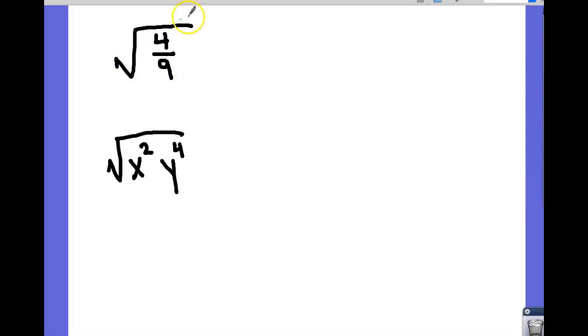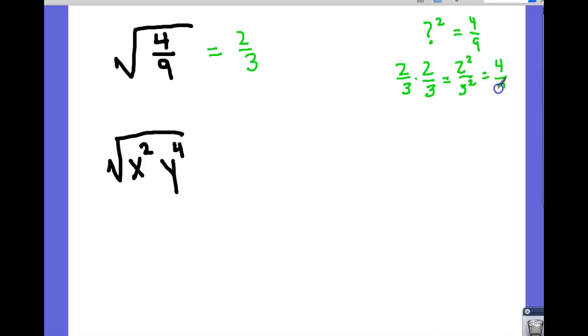You'll notice this is the square root. There's no index, so it's assumed a square root. This is asking us what number times itself is going to be 4/9. Luckily, we notice that this is a square and this is a square. That means 2/3, because 2/3 times 2/3 is 2 squared over 3 squared, which is 4/9. So some number squared over some number squared is 4/9.